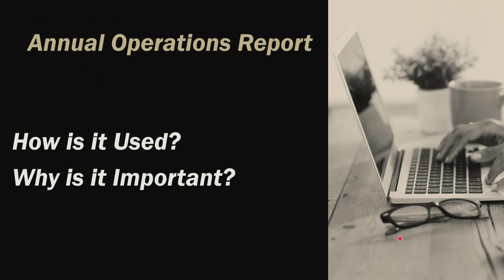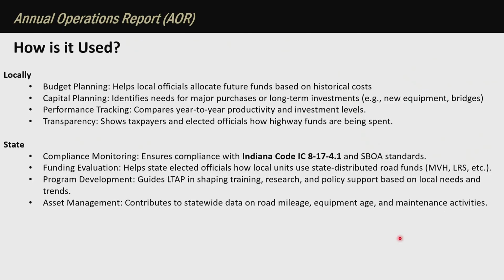So how it's used, why this is important. On the local level, it helps with budget planning, helps local officials allocate future funds based on historical costs. Capital planning identifies needs for major purchases or long-term investments, such as new equipment and bridges. Performance tracking compares year-to-year productivity and investment levels. And it also shows transparency. It shows taxpayers and elected officials how our highway and street funds are being spent.